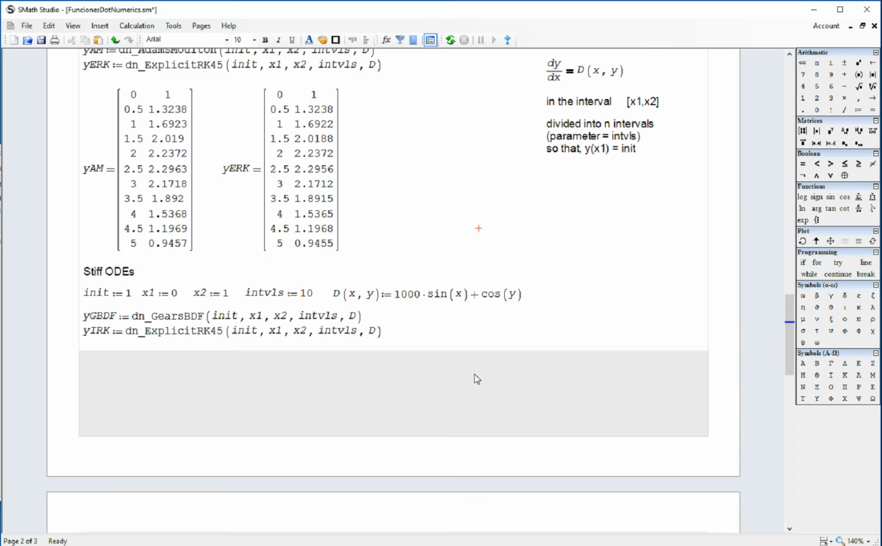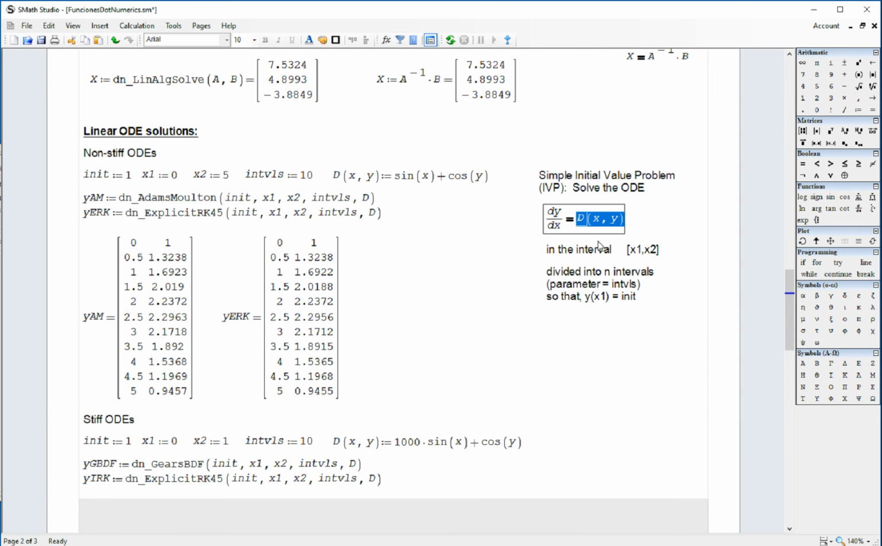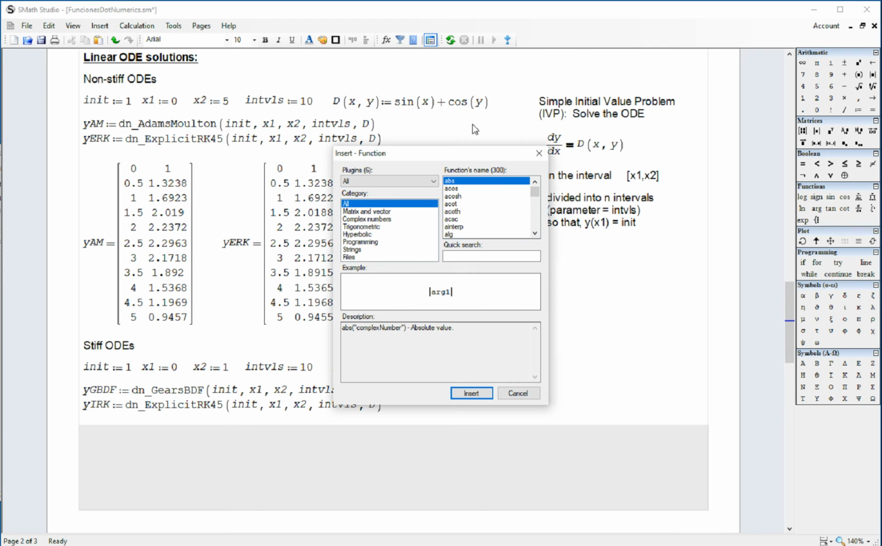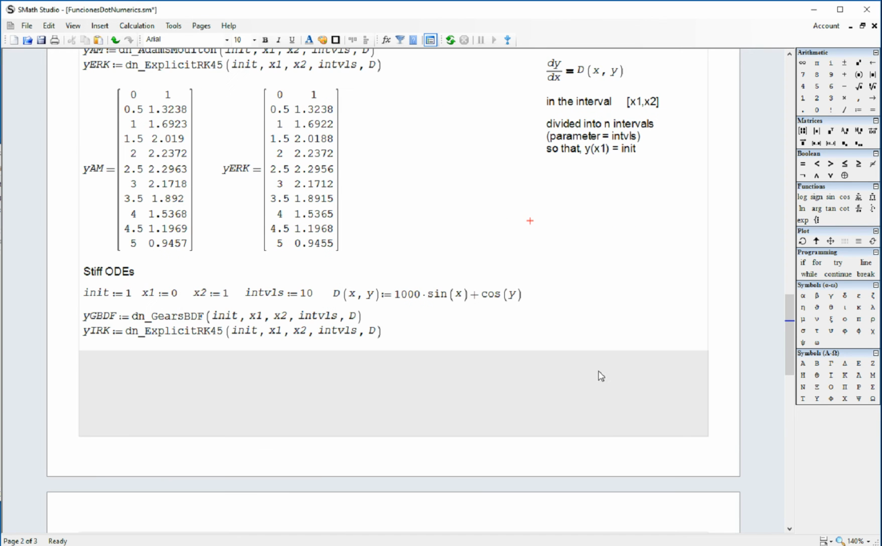Now there's something called the stiff ordinary differential equation, and that's when in the right-hand side expression, you have a term that varies faster than the other. For example, in this case, this multiplication by 1,000 makes this value change much faster than cosine of y. And so in that case, .numerics offers two functions. I'm going to go to .numerics here, and these are the Gears BDF method, and the implicit Runge-Kutta of order 5 for stiff equations.